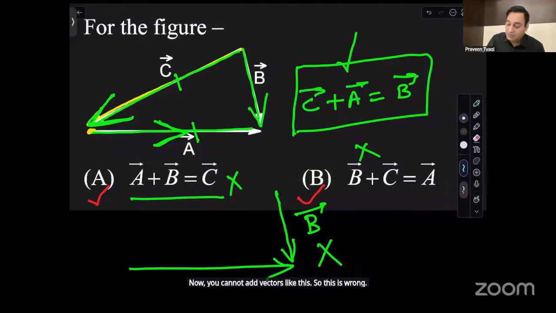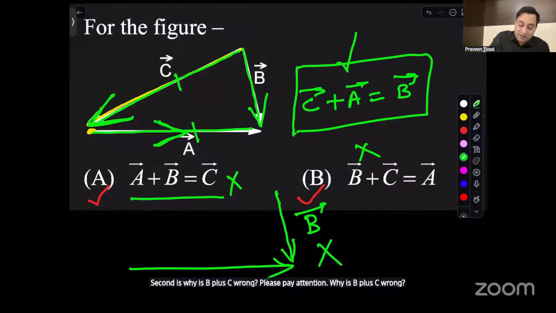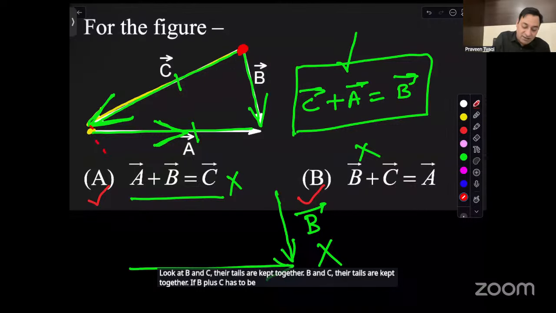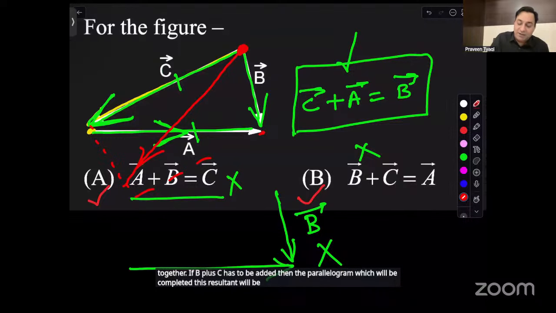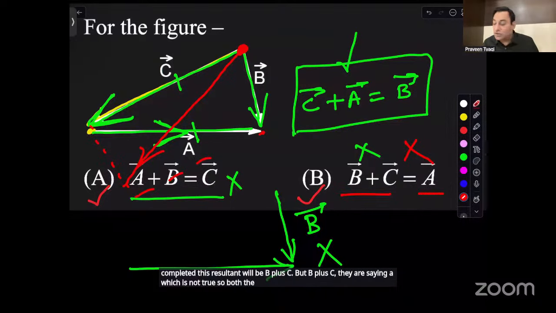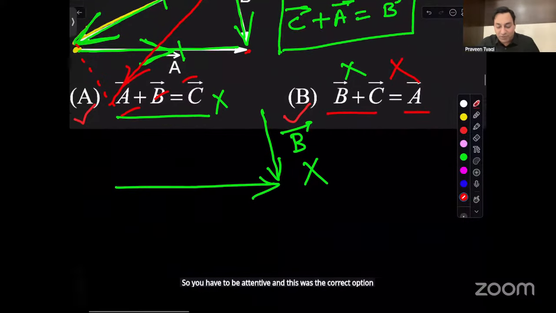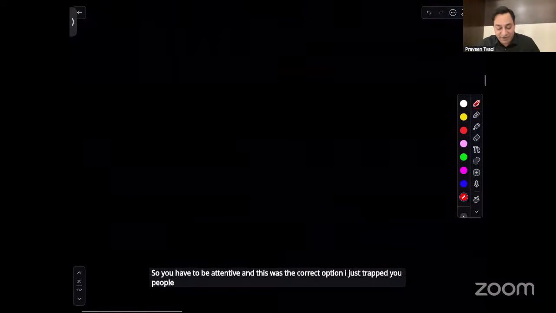Second, why is B plus C wrong? Please pay attention. Look at B and C. Their tails are kept together. If B plus C has to be added, then the parallelogram which will be completed, this resultant will be B plus C. But they are saying it is A, which is not true. So both the options are wrong. So you have to be attentive. And this was the correct option. I just trapped you people. Anyway, be attentive and keep learning.